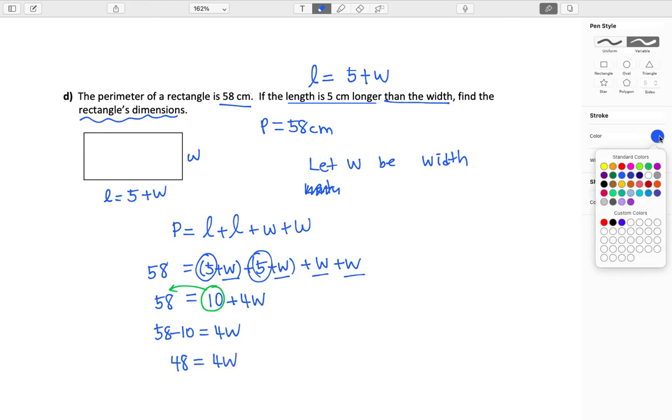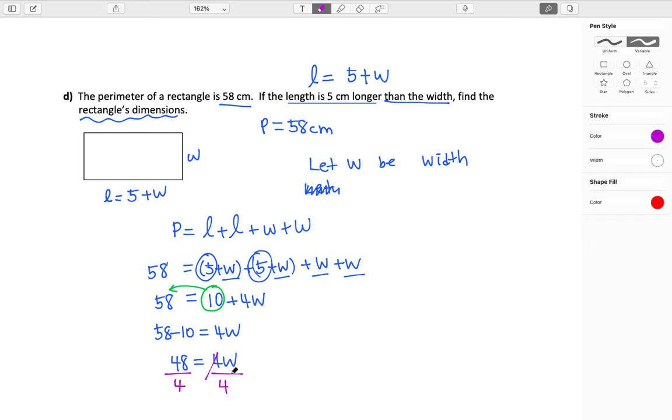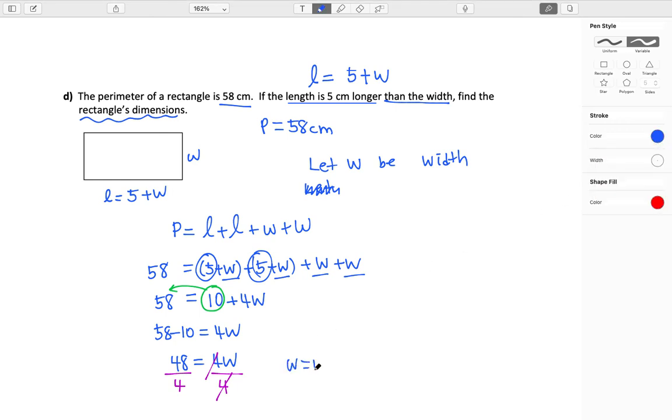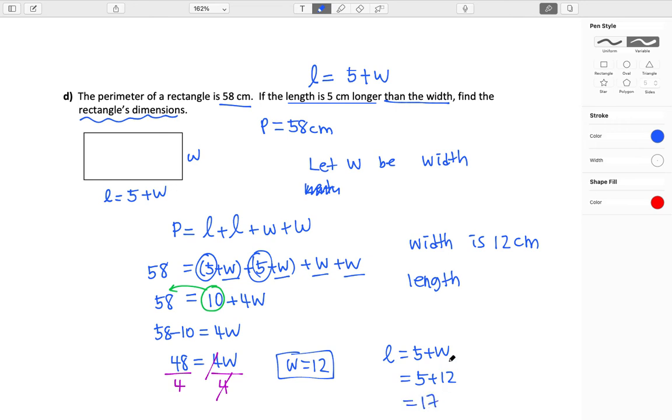And divide by whatever is in front of W, so 4. So 48 divided by 4 is 12. Therefore, the width is 12 centimeters, and the length we know is 5 plus W. So 5 plus 12, I'm going to get 17. So the length is 17 centimeters. And that's how you end with a sentence.